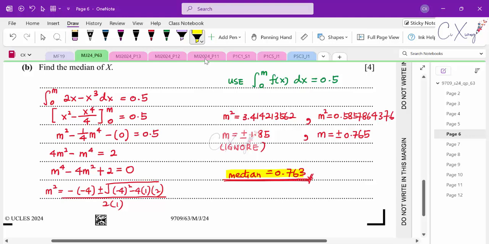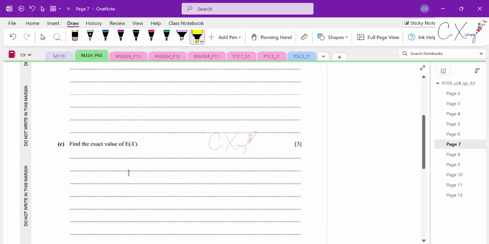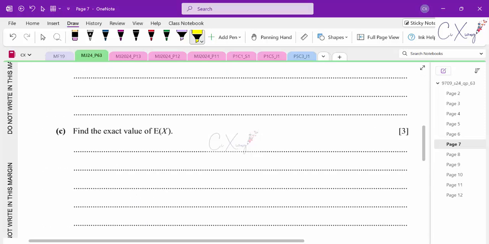Okay, then let's have a look at part C. For part C, they want us to find the exact value of the expected value of x. So how to find the expected value? Exact value here tells us that you have to keep our answer in maybe surd form or pi form or exponential form. To get the E of x for a continuous random variable, you need to involve integration again. You have to multiply the x with the function before you can integrate them. So we will start this integration now.